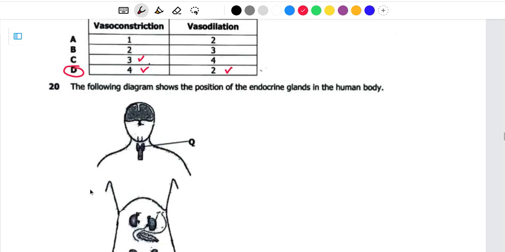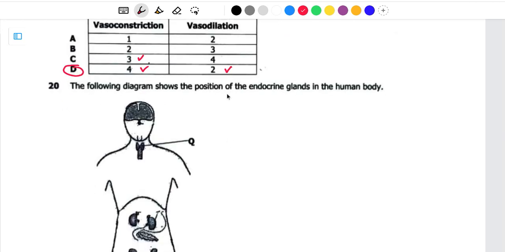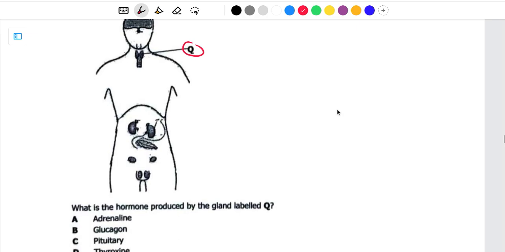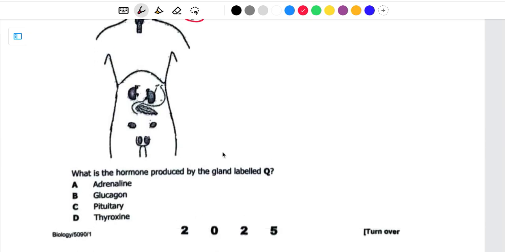Question 20. The following diagram shows the position of the endocrine glands in the human body. We have Q, which is called the thyroid gland. What is the hormone produced by the gland labeled Q, which is the thyroid? The thyroid secretes thyroid hormones. These thyroid hormones include the thyroxine hormone as well as triiodothyronine.